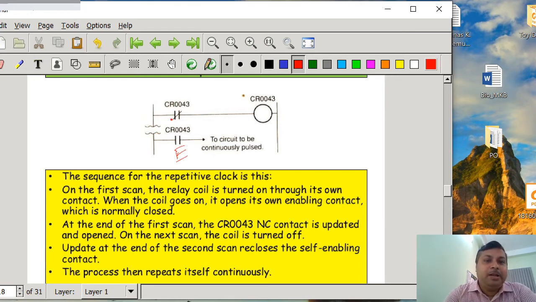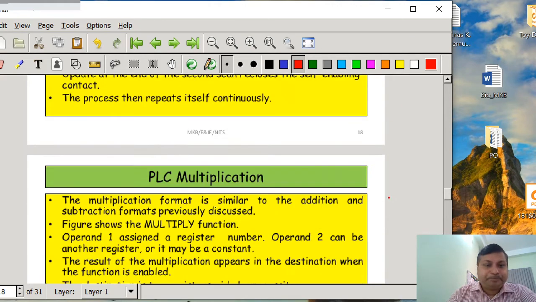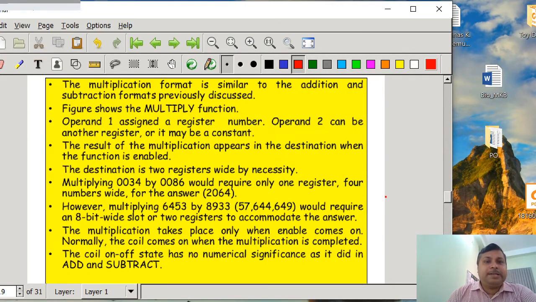So on the next scan, what will happen? The status of CR43 will be updated. At that time it will be open, and if it is open, CR43 is going to be off. So on the next scan, the coil is turned off, updated at the end of the second scan. Whenever the second scan is going on, it will be reclosed, and the self-enabling contact recloses. The process then repeats itself continuously. So in this way, depending on the scan time, you can make the enable periodic for the adder and subtractor block.